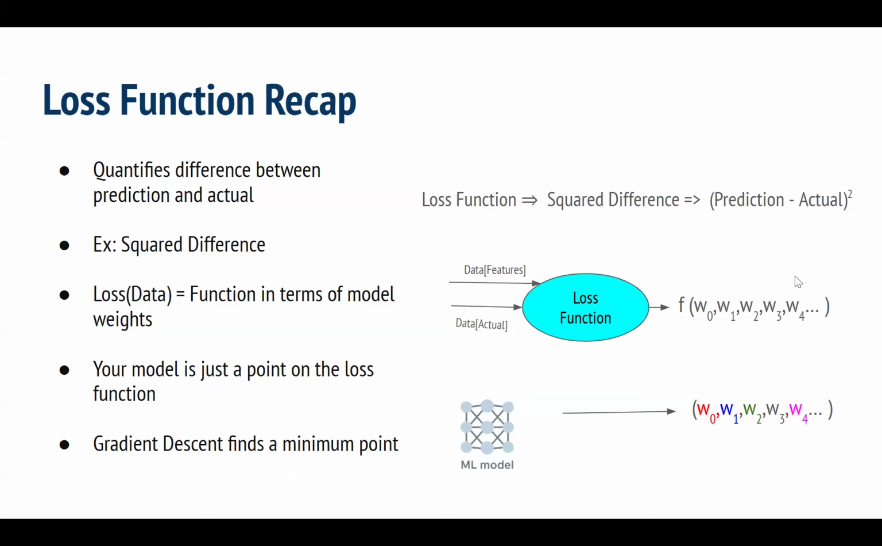And when we apply the dataset to our loss function, we get a large function in terms of W0, W1, to W4. For example, each weight could represent the number of rooms, the number of bathrooms, if we are trying to predict the price of a house. And the machine learning process is finding a minimum point on this loss function. So at the end, our model is just a point in a global loss function.